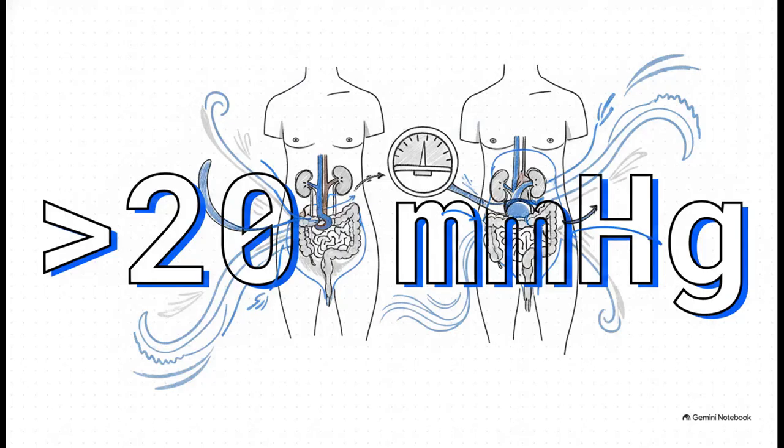The highly testable diagnostic threshold you absolutely need to burn into your brain is greater than 20 millimeters of mercury. We are talking about intra-abdominal pressure. When the pressure inside the abdominal cavity exceeds 20 mmHg and it's accompanied by new organ dysfunction, well, you've officially diagnosed abdominal compartment syndrome. The pressure is literally choking off the blood supply to the kidneys, the bowel, and even returning blood to the heart.